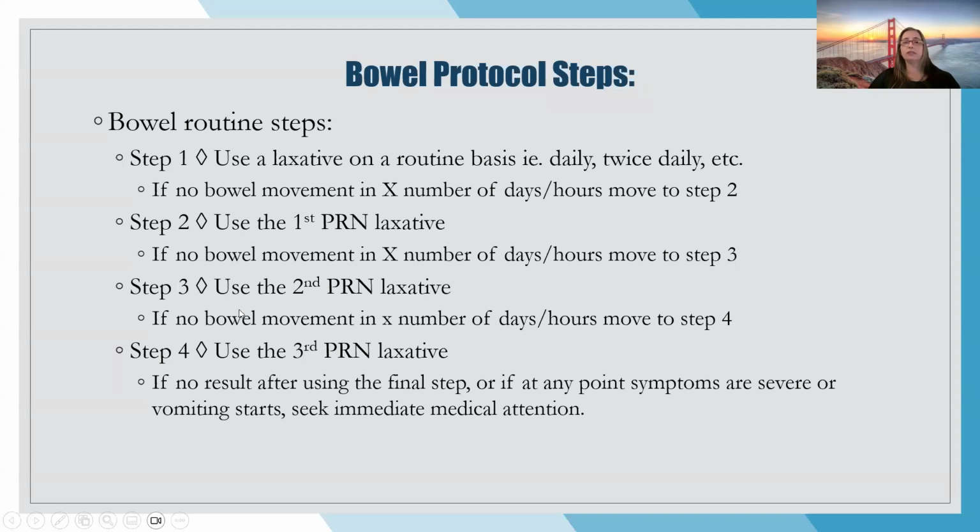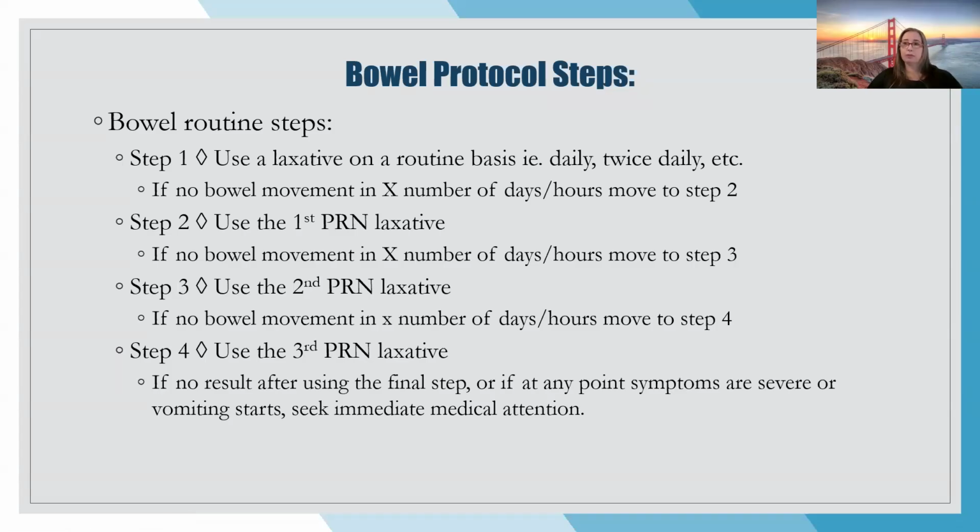And then you would have step 3, and that would be, if the milk of magnesia didn't work within 12 hours, then you could give a different PRN laxative. Like now, maybe we're going to go to a suppository. And then if that doesn't work within 4 hours, then we go to our third PRN, and maybe that's the enema. But that's kind of how a bowel protocol works.